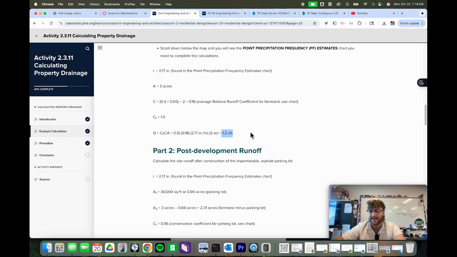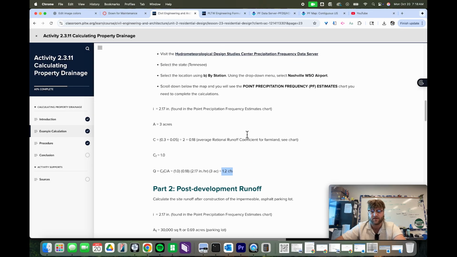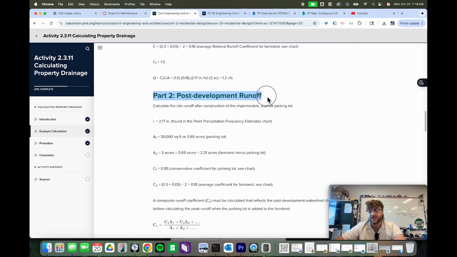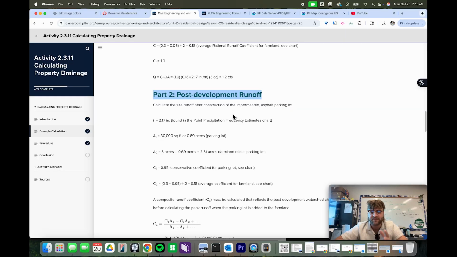Now, what does that stand for again? That is cubic feet per second. So that is the flow rate of the water off that property. So part 2 is where they have us calculating this out for post-development. Okay, so post-development is after we have added in that parking lot, right?